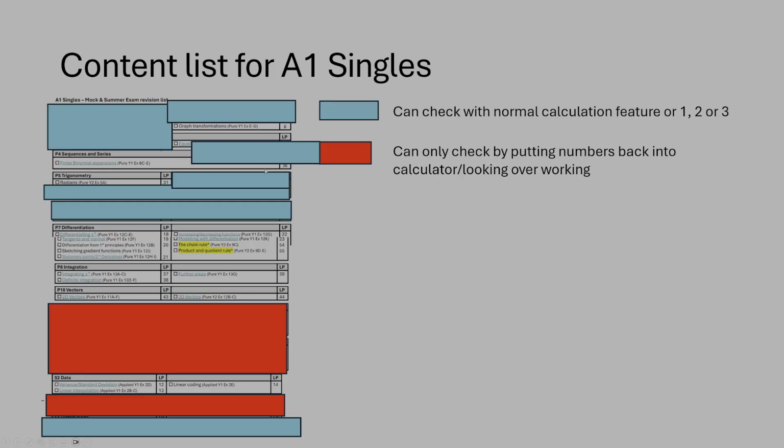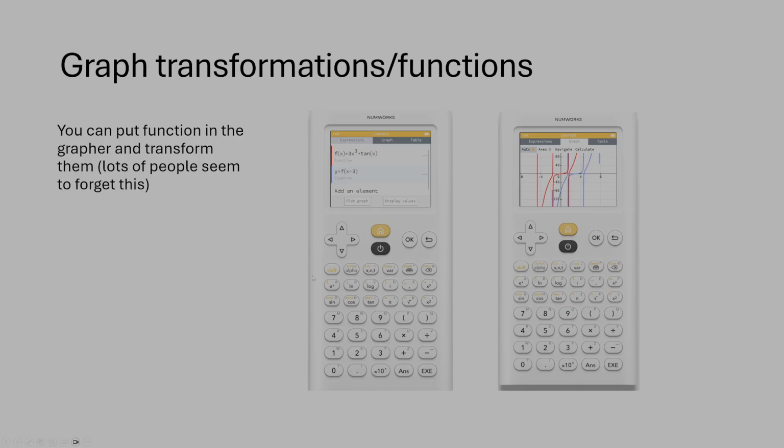But now I'm going to go through all the different specific ways and specific text to be able to check everything. So firstly, graph transformations. This is a pretty simple one. If you have something you want to transform, just put it in the grapher and then transform it, and you can check points. You can put points in the grapher. You can put curves in the grapher and do transformations on them.